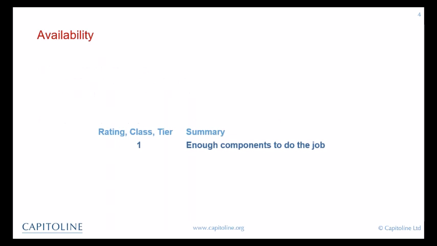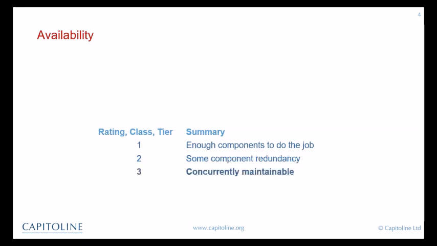And the principle is that a rating 1, class 1 or tier 1 system has enough components within the infrastructure. Predominantly we're referring to the power and the cooling infrastructure and the telecoms infrastructure. Enough components to do the job. A class 2 system has some redundancy within those components. So you may have redundancy within the cooling systems in the room, or you may have redundancy for the UPS systems, for instance.